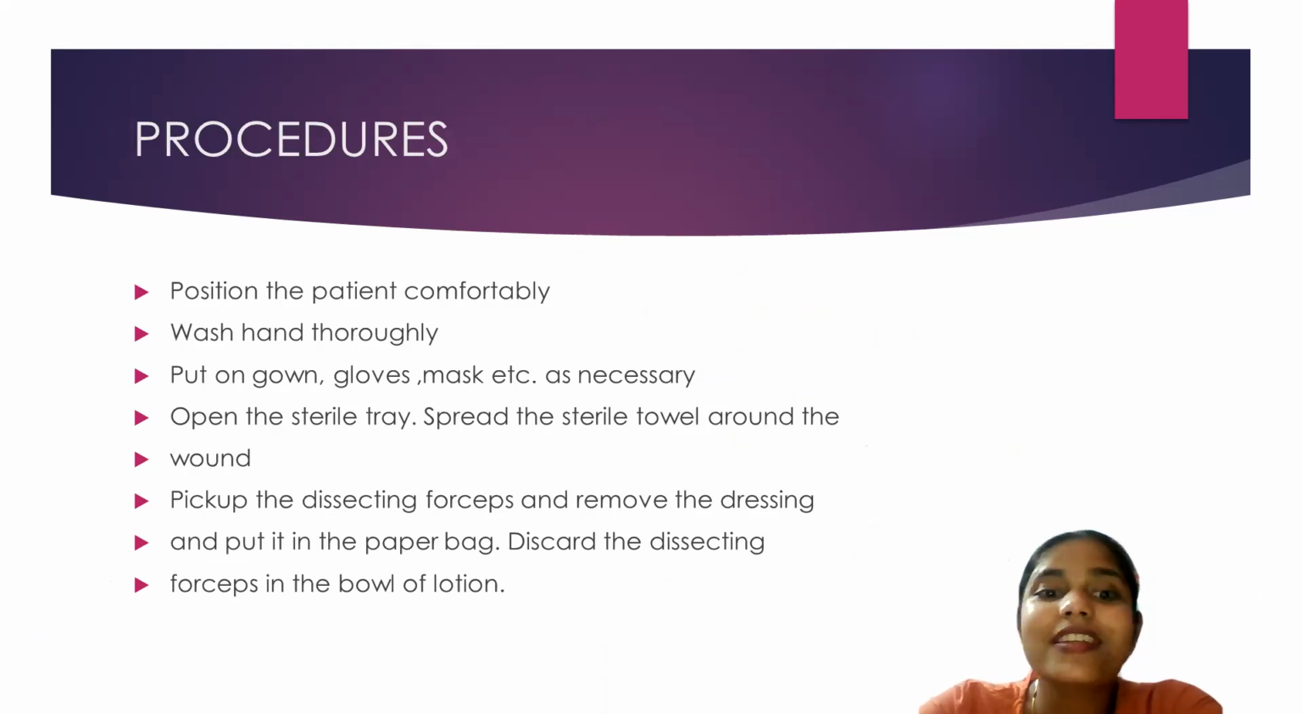Next is open the sterile tray and spread the sterile towel around the wound. And next is pick up the dissecting forceps and remove the dressing. First you have to use the dissecting forceps to remove the soiled dressing and put it in a paper bag, and discard the dissecting forceps in the bowl of solution.